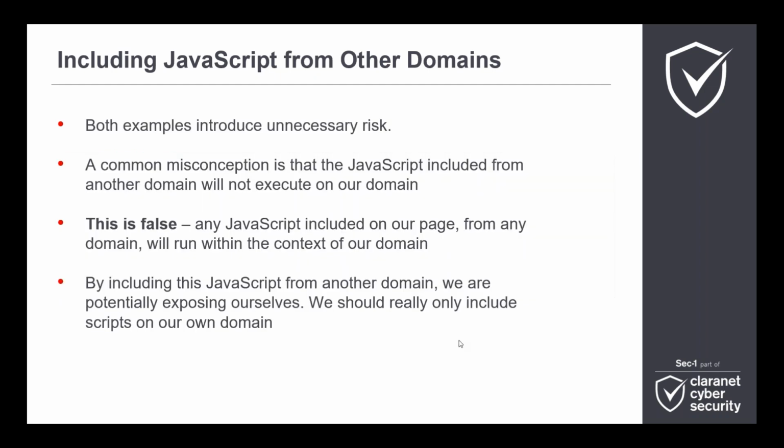We want to run things from our domain because on our domain, we know what we're serving up and we can change it immediately. We can do whatever we like with it. Also, a very common misconception I've found is that if you include JavaScript from another domain, then it will execute on that domain. That is not true. Any JavaScript included on our page from any domain will run in the context of our domain. So by including this JavaScript, we're potentially exposing ourselves. We should only really include scripts on our own domain.